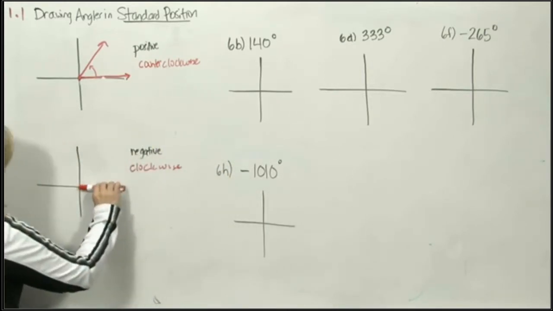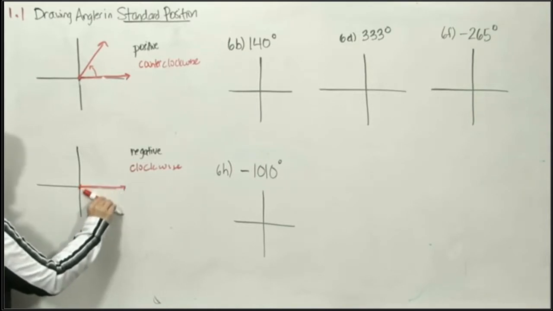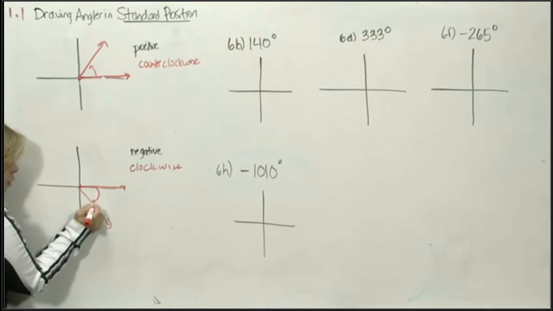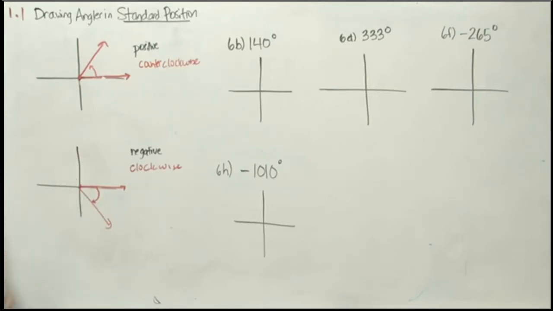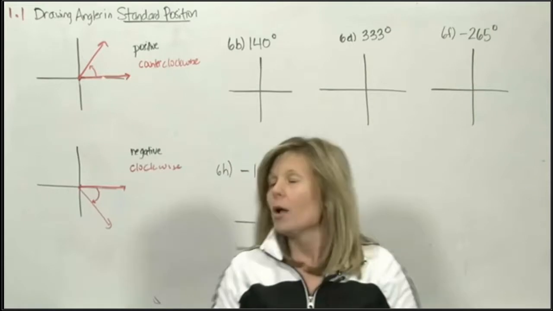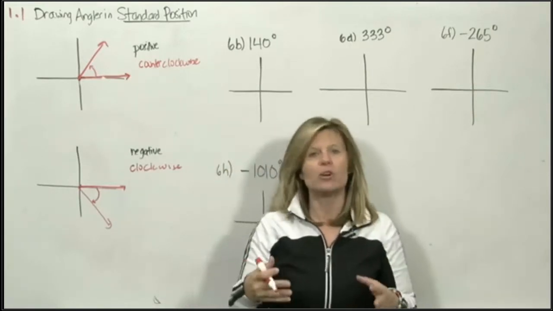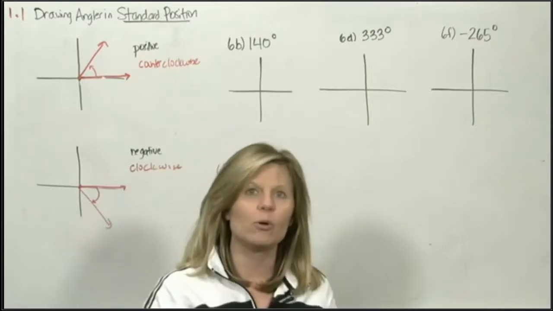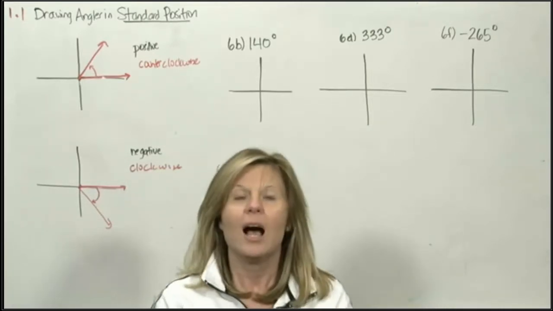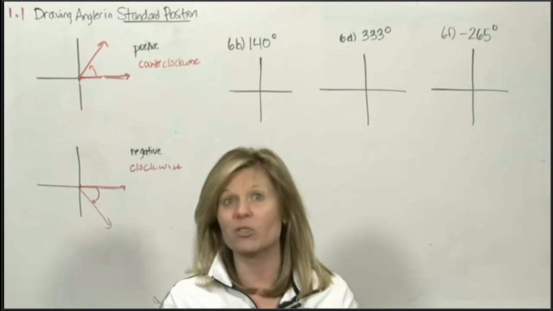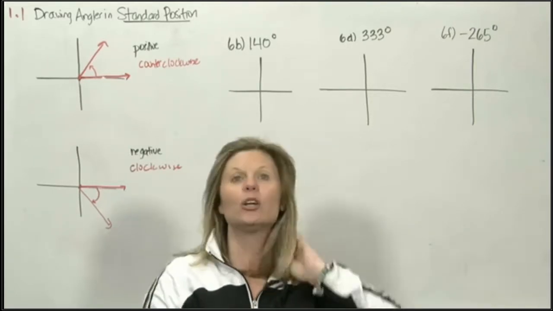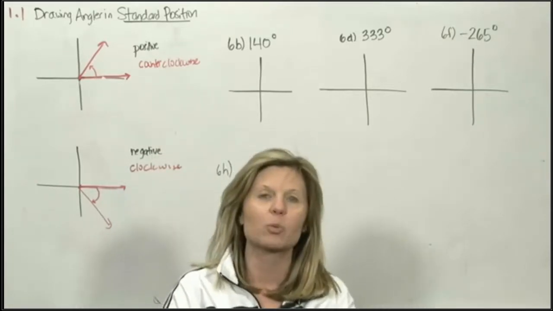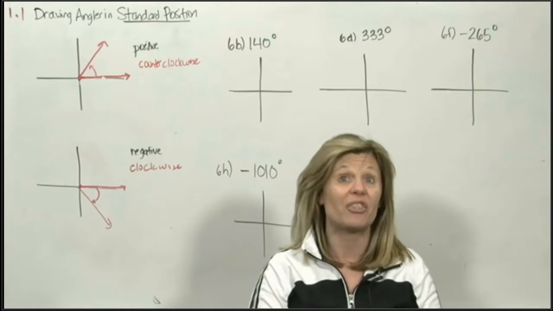So here's my initial ray. My terminal ray would rotate clockwise. And I would show that by making that arc with the arrow to show it went in a negative direction. Now, these angles that we're drawing, we don't know their angle measurements. So we have a letter of the alphabet we use to represent that unknown angle. I know in algebra we always use for unknown the letter X. In trigonometry, when we're talking about an unknown angle, we're not going to use the letter X. We're going to use the Greek letter of the alphabet, theta.